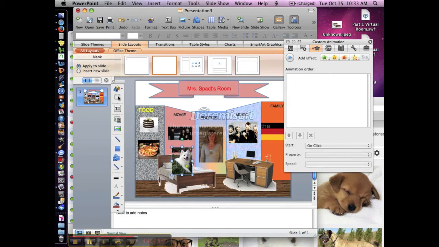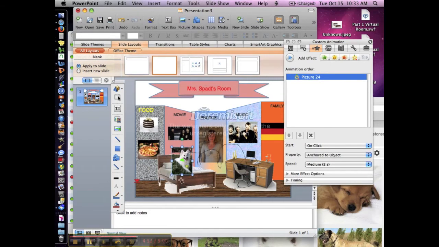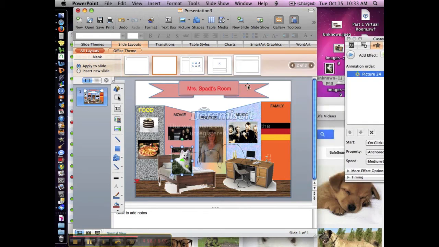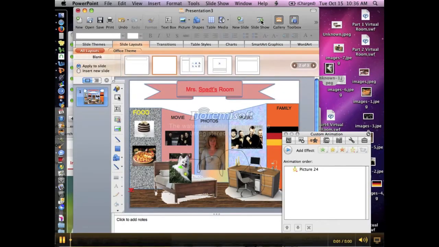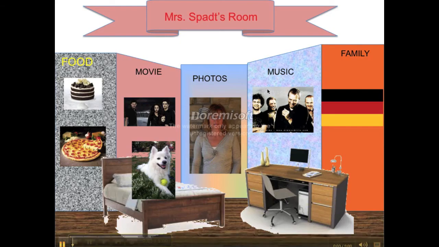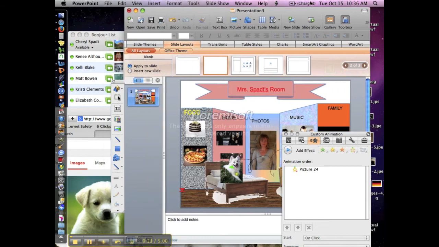And I'm going to hold down my mouse and draw a path of where I want the dog to move around the room. And then I'm going to watch it move, and that's it. So now when I go into Slideshow, once you're in Slideshow mode, you'll need to get out by hitting the Escape key, and that will take you back to your slide to edit it.